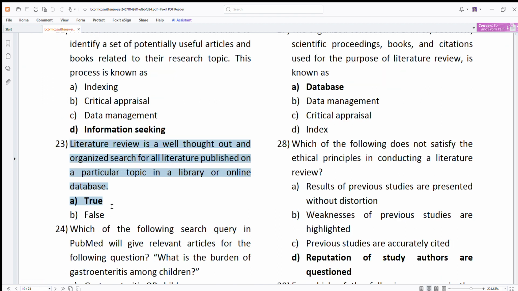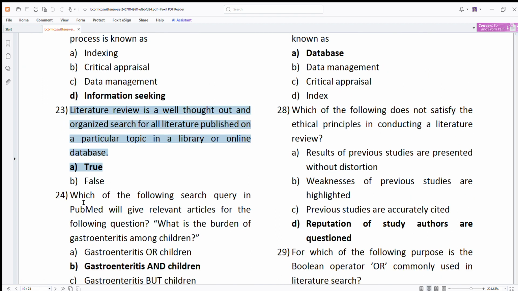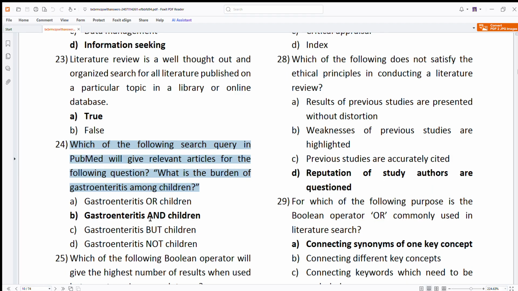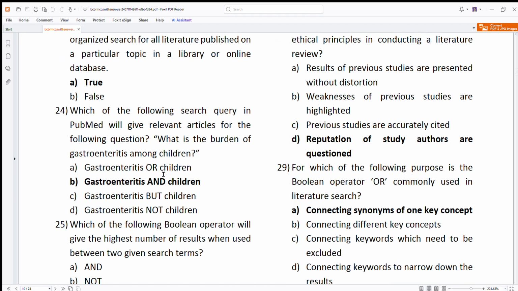Which of the following search query in PubMed will give relevant article for the following question? What is the burden of gastroenteritis among children? Yes, extremely right. Absolutely. See, there are three Boolean operators: or, and, not. So here we want to see gastroenteritis and children.